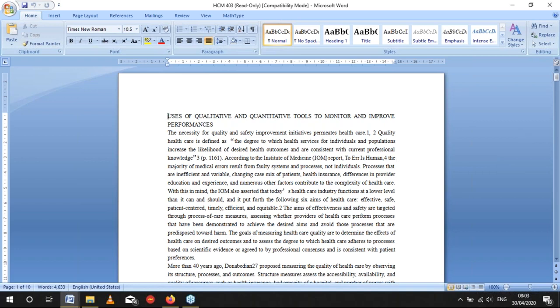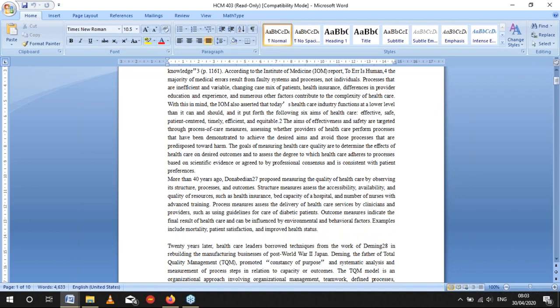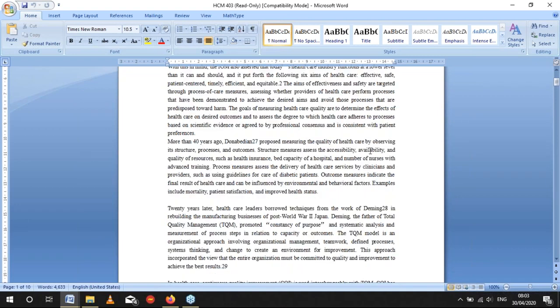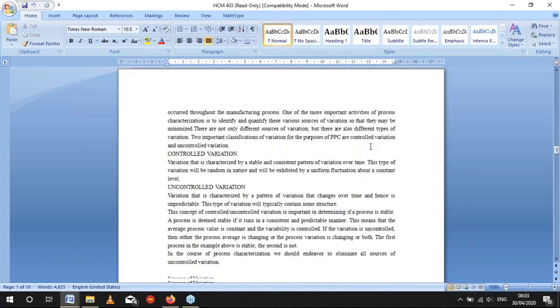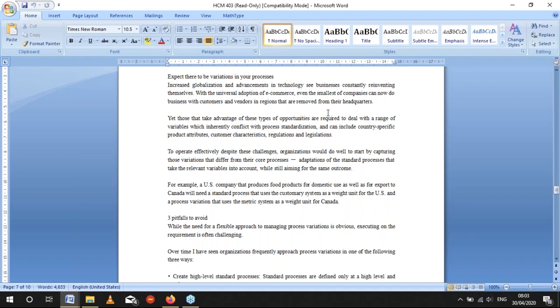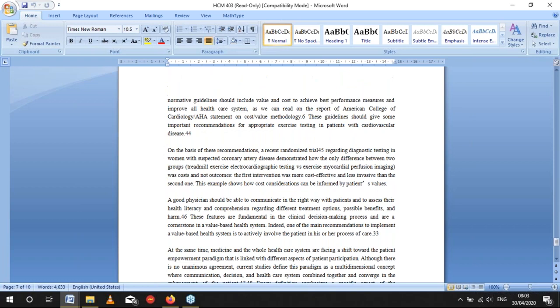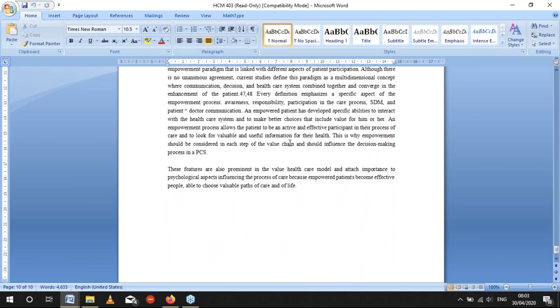So before we go into process variation, which is the second chapter in that book, I think we still need to go into some areas under quality improvements. There are some things we still need to know under quality improvements.